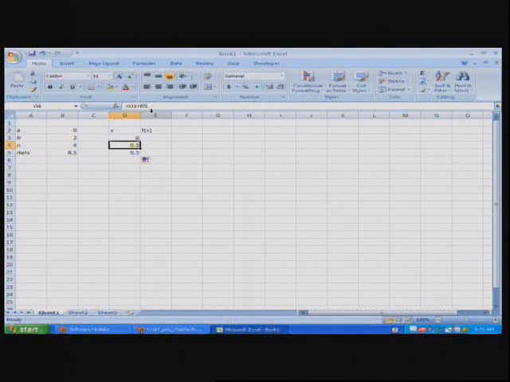That's one way to do it. But if you want it to fix a particular value, if you use a $ in front of both the row and the column, then that will be fixed. So what I'll do is change this to a $ sign here and a $ sign there.